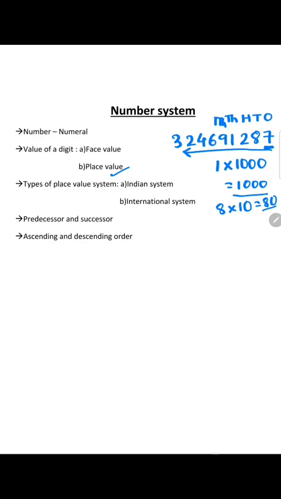Let us take one more thing. I will ask you, what is the place value of 7 in this number? So we have to write 7 into, 7 belongs to 1's place. 7 into 1 is equal to 7. So the place value of 7 in this number is 7 itself.